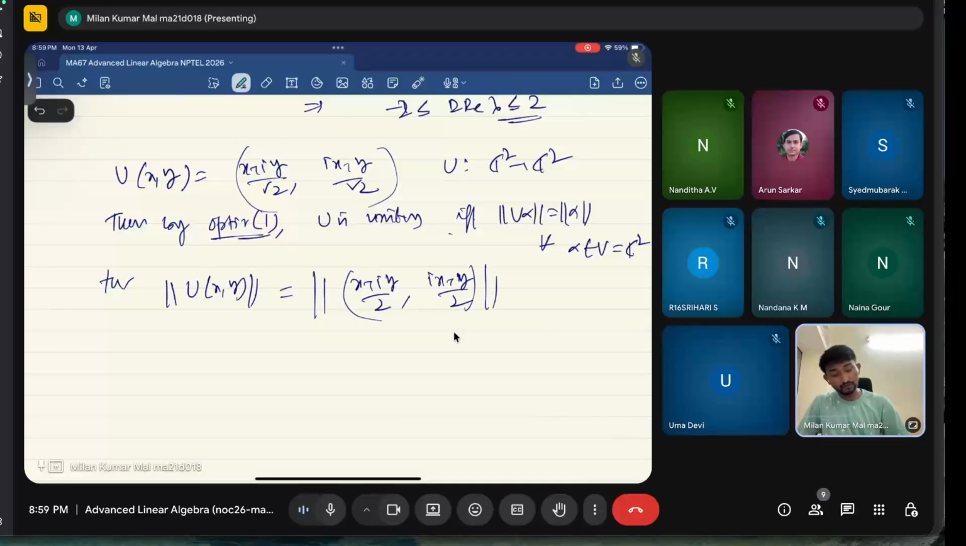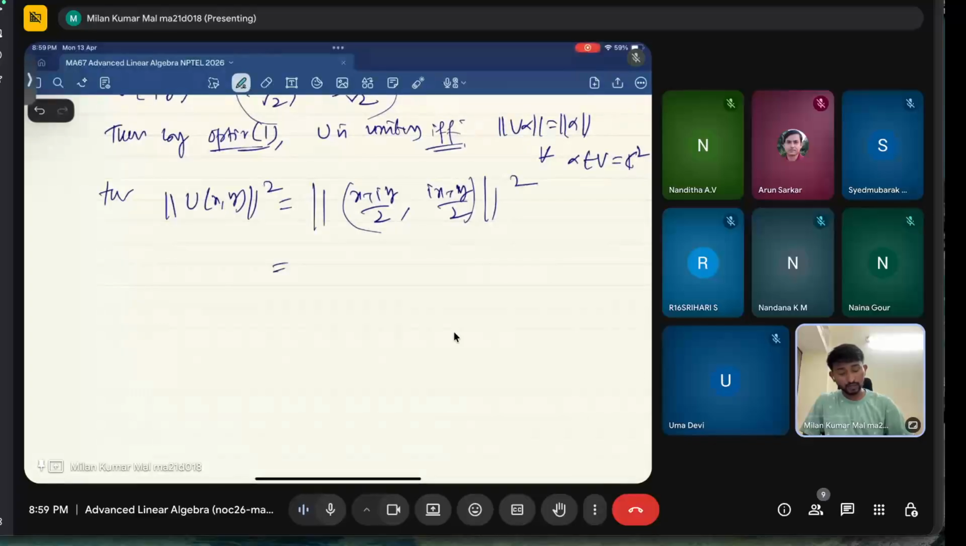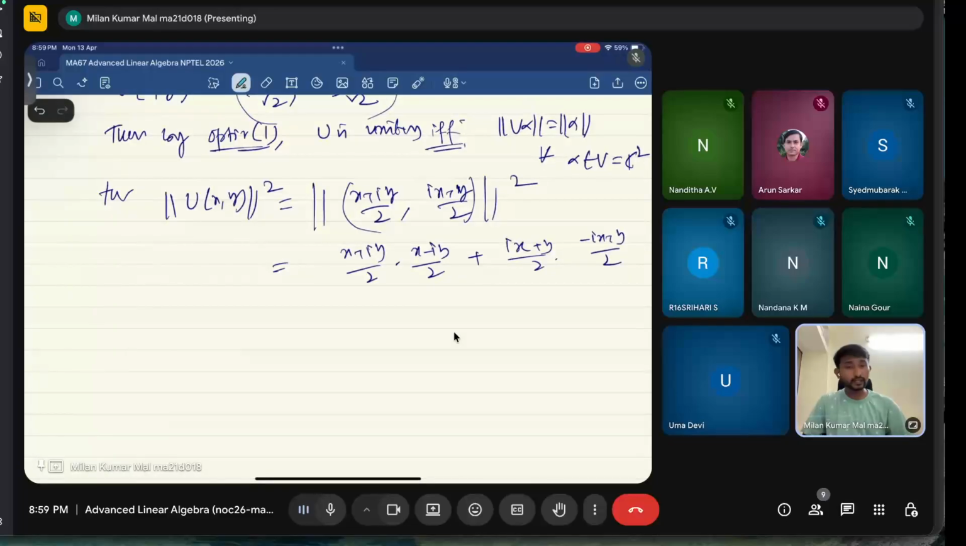This is the if and only if condition. So what is the norm? Let's take this one. This will be (x plus iy) by root 2 with inner product with (x minus iy) by root 2, plus (ix plus y) by root 2 with (minus ix plus y) by root 2. This is the inner product, basically.